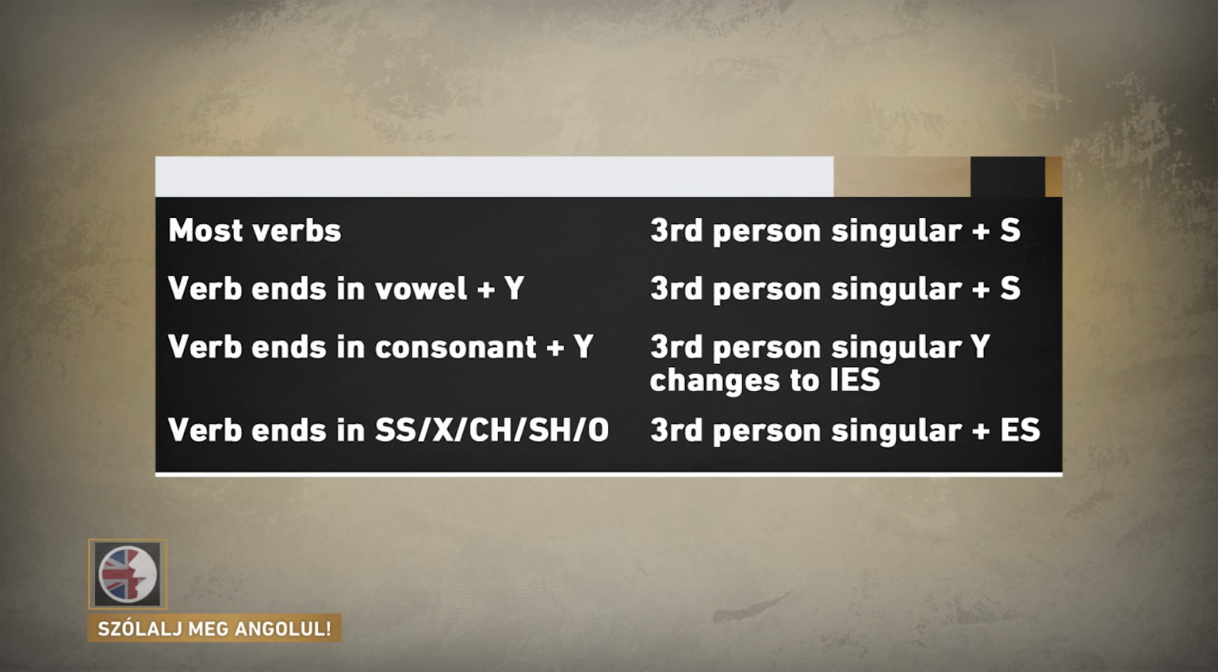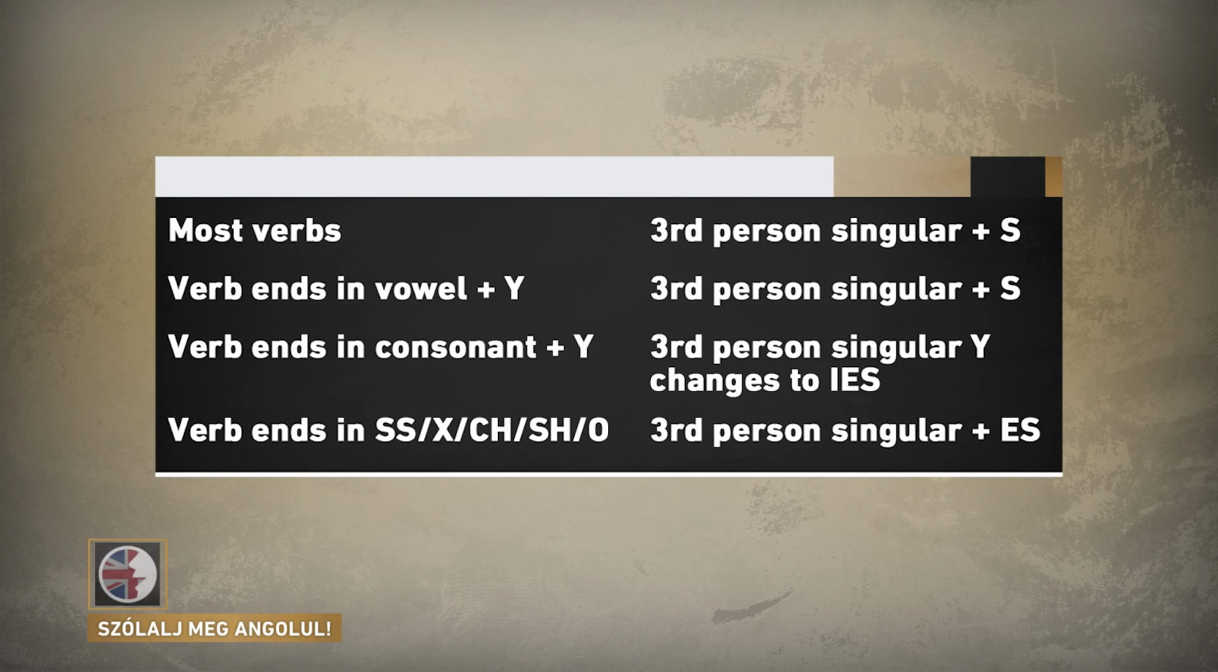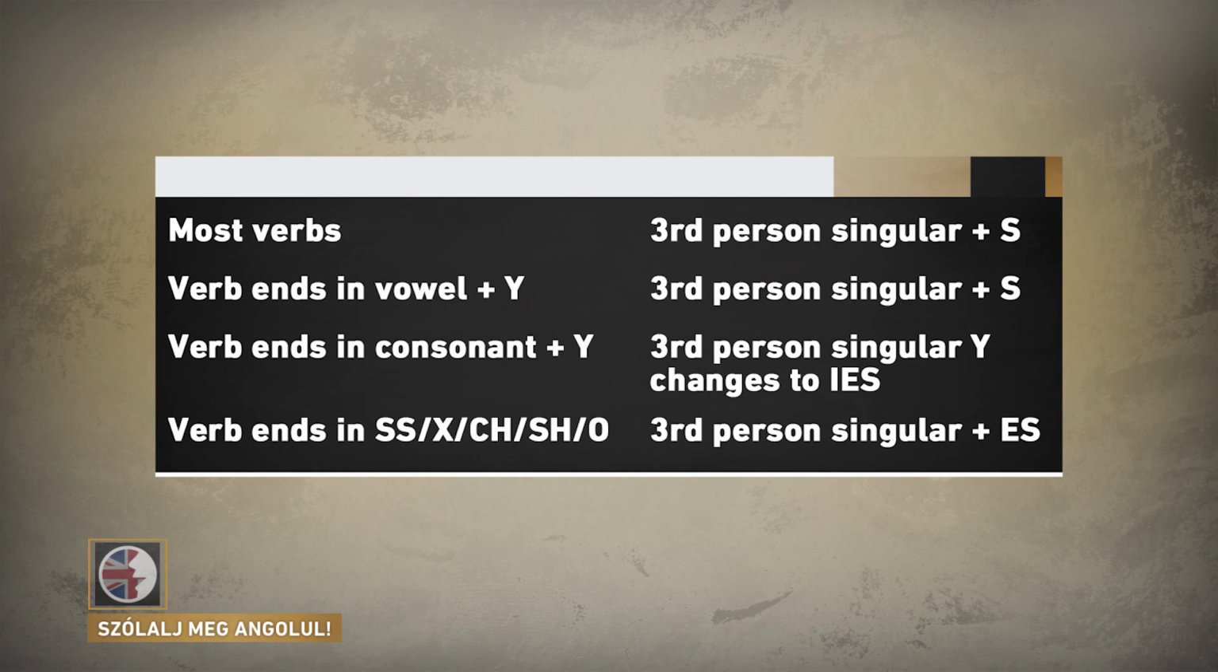Do you remember what we learned last week? Last week, we learned about the present simple. We learned some new verbs, and we learned that the spelling changes for the third person singular. Do you remember? Most verbs change in the third person singular by adding an S. If the verb ends in vowel plus Y, then we also add an S to the third person singular. If the verb ends in consonant plus Y, we change the Y to IES for the third person singular.